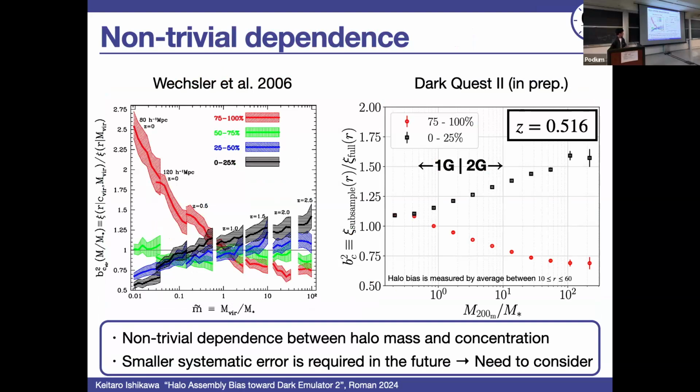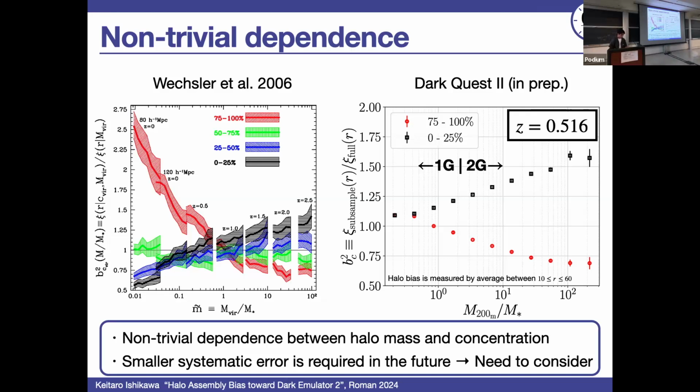This left figure is from Wechsler et al. 2006. The horizontal axis is the virial halo mass normalized by the typical collapsing mass. The vertical axis is the halo bias squared, split by concentration. The black line is the halo bias calculated from the halos with the lowest 25% of concentrations, and the red one is the highest 25%. You can see that we confirm the same effect in our simulation data in the right figure, and got smaller error bars with jackknife sampling.